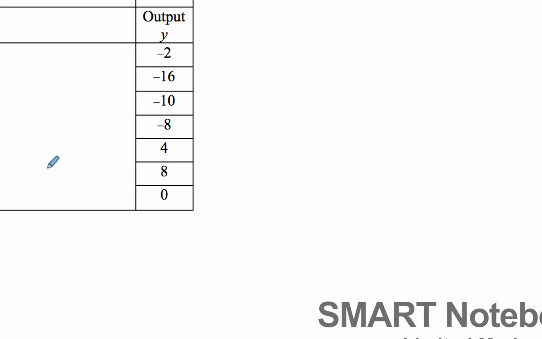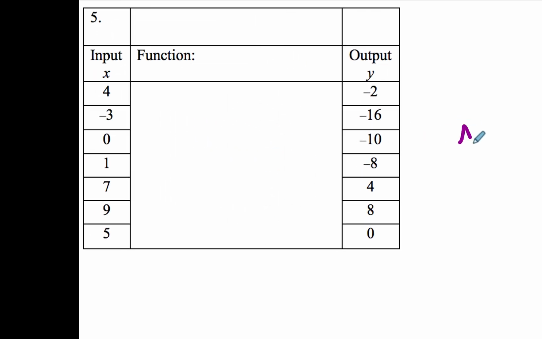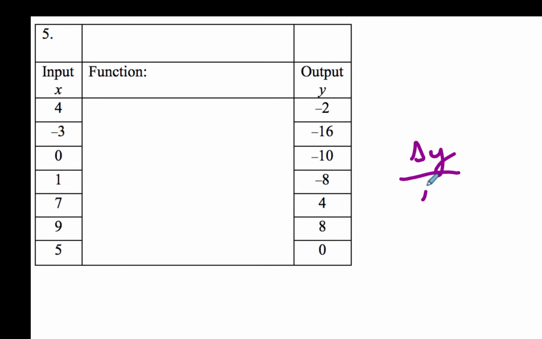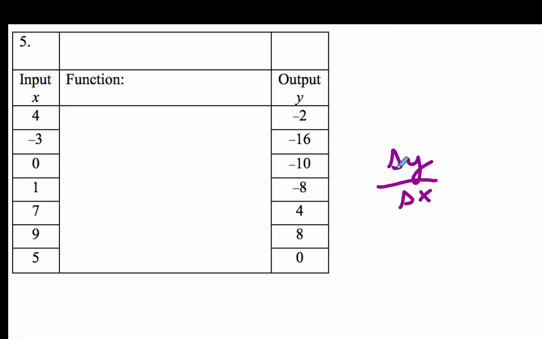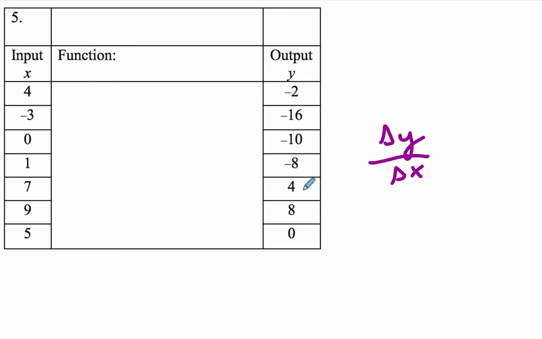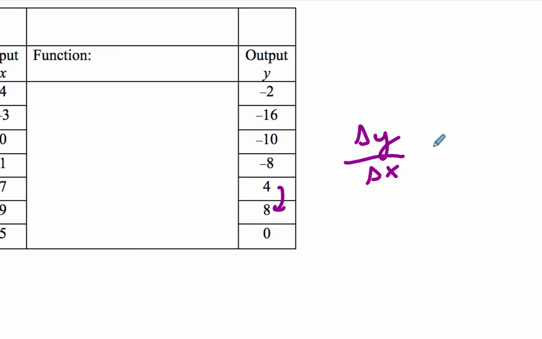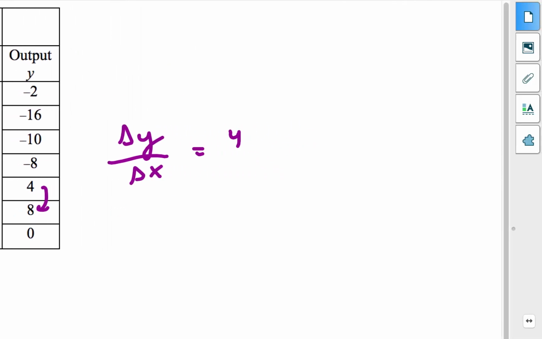Here's another example for us. Again, I'm going to start with change in y over change in x. I can tell it's a function right away. I have different input values throughout here. And again, I'm going to go to normal numbers here, positive numbers, the things that we're used to. I could have started with these negatives, but I feel more confident with these. From 4 to 8, the change in y is 4. From 7 to 9, the change in x is 2. So therefore, your slope here, 4 over 2, is 2.